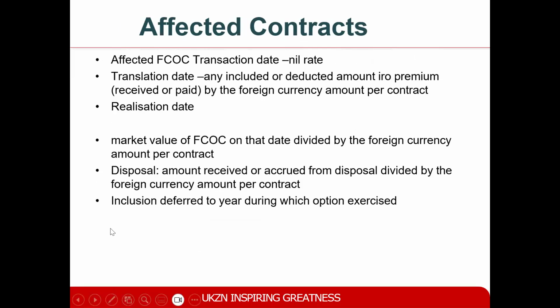Now, affected contract, on transaction date, you use nil. On translation date, any included or deducted amount in respect of premium, if there's a premium received, actually. On the realization date, you use the market value of FCOC on the date divided by the foreign currency amount per contract. On disposal, you use an amount received from disposal, you divide by what? Foreign currency amount per contract. You may defer to the year during which the option is actually exercised.